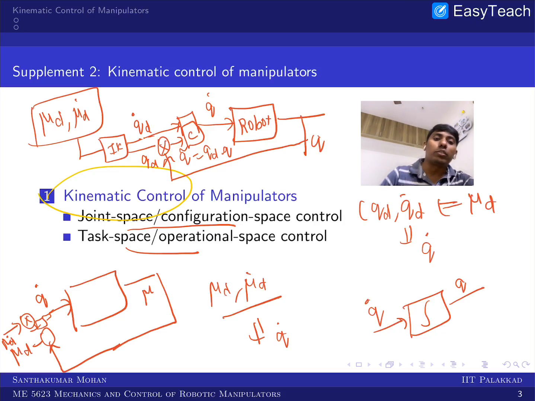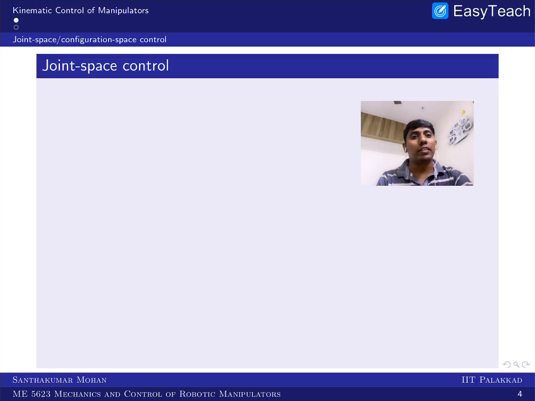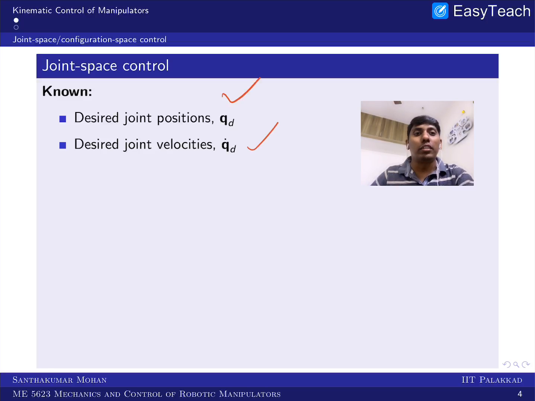So this is what you are seeing everything in the task space, and then we try to see what joint space velocity would be sufficient to fulfill the tracking performance. So what we are interested in is to see the joint space control first. What would be known or given, the user input, would be Q desired and Q desired dot, right? So these are given to us, in the sense joint space positions and joint space velocities are given.